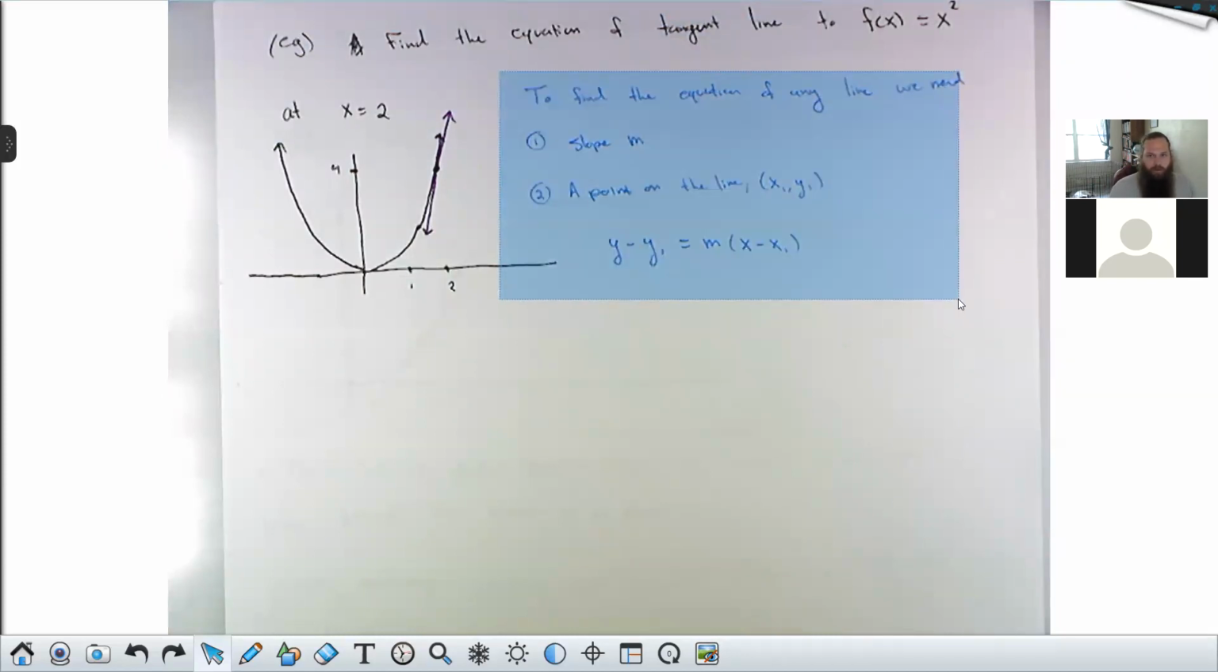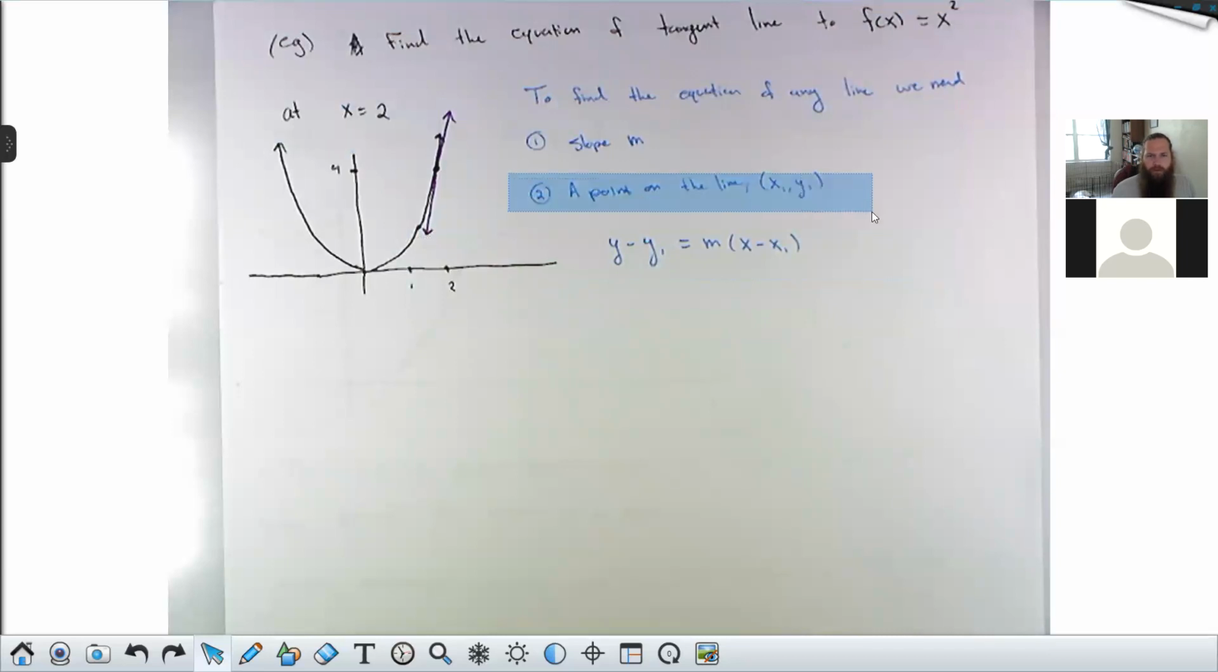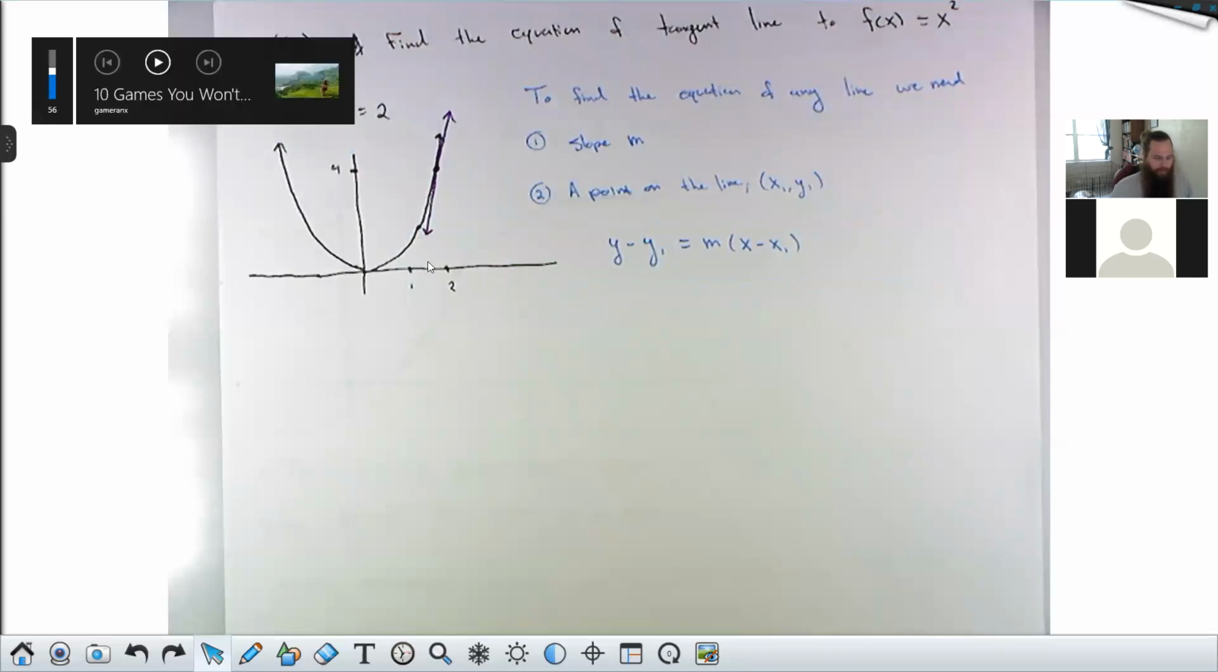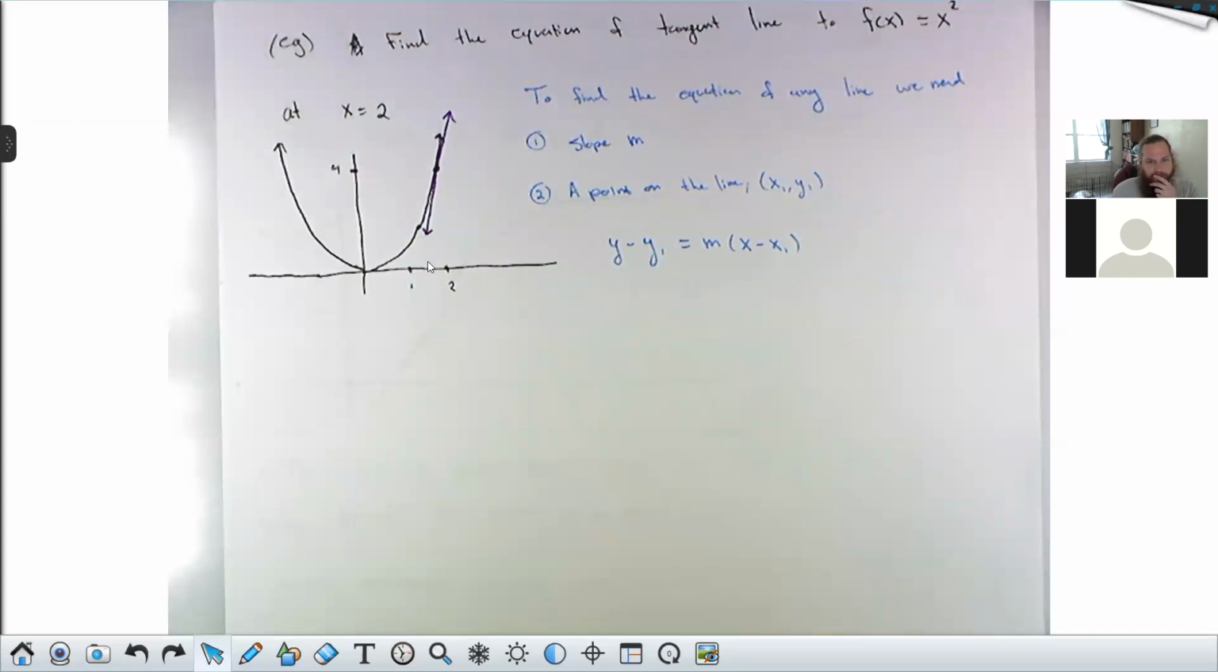So again, to find the equation of any line, you need the slope of the line and a point on the line. That's it. Now we know the slope of this purple line is going to come from the derivative. So we're going to have to calculate the derivative of this function at x equals 2. A point on the line. Can anybody tell me a point that is for sure on the purple line? Who can help me out? 2, 4. Yeah, the point of tangency, right?